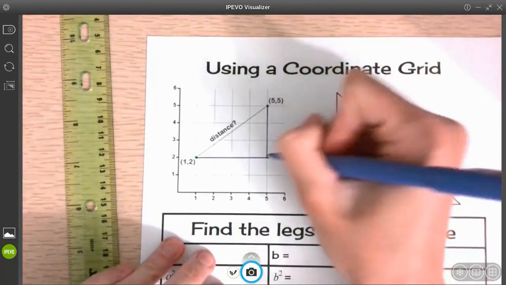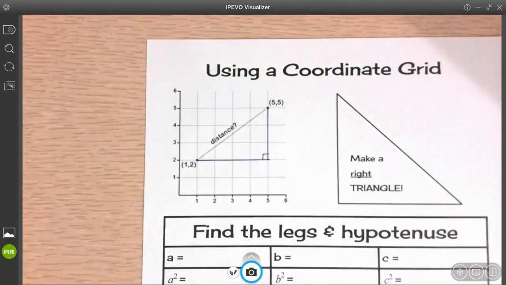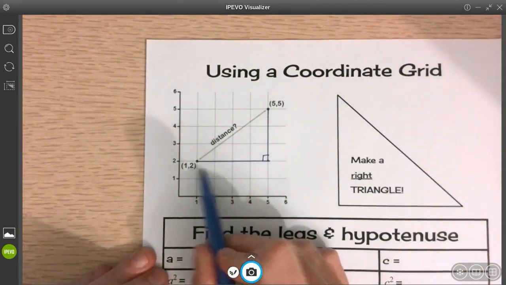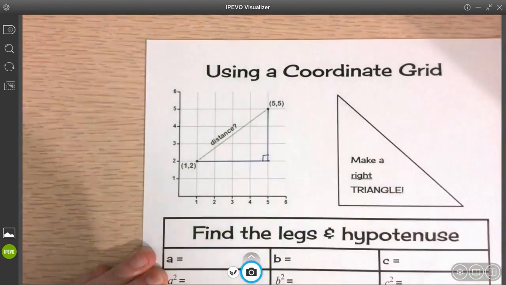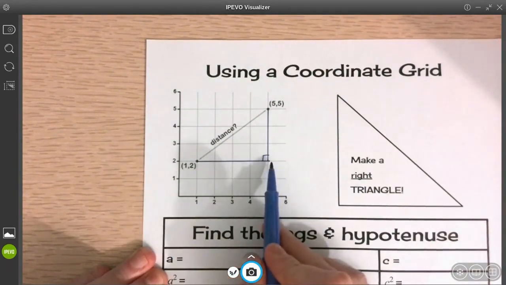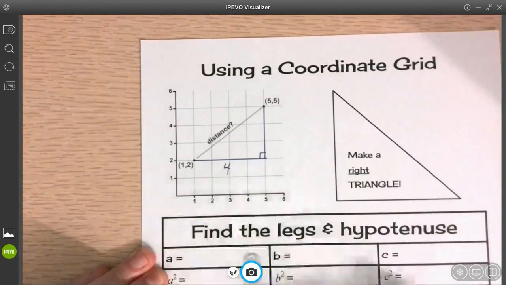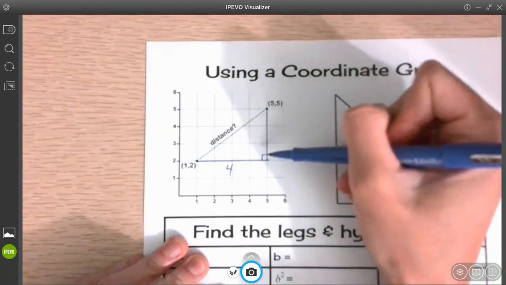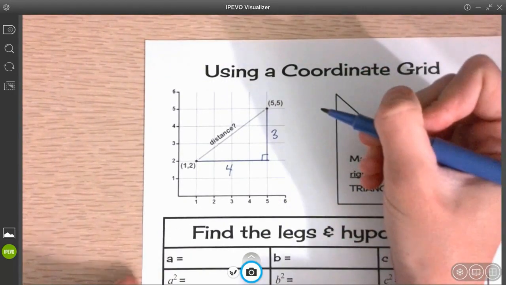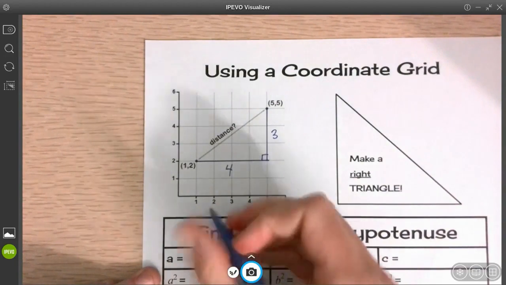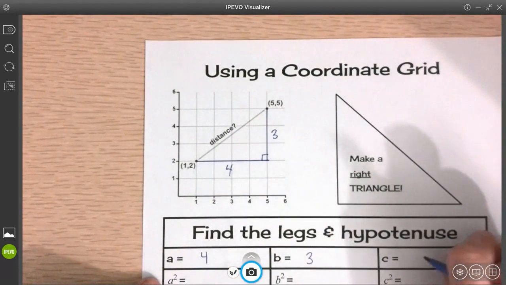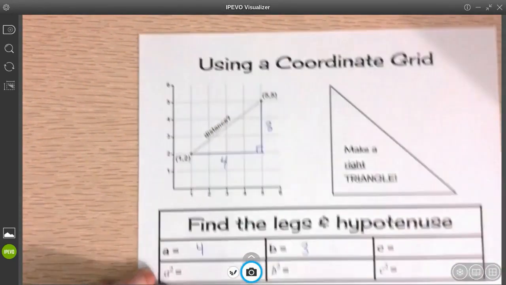Now I just need to find the distance between these points, which we can do because they are on either a horizontal or a vertical line, so we can count the distance. On my horizontal leg, I'm looking at the distance between 1 and 5 on my x-axis, and 5 minus 1 is 4, so that distance is 4. On my vertical axis, the distance between 2 and 5 is 3, and I can count the squares, or I can just say, hey, 5 minus 2 is 3. Oh my goodness, this is like Pythagoras' triangle. So I've got a 3 and a 4. Those are my 2 legs, and we don't know what C is quite yet.